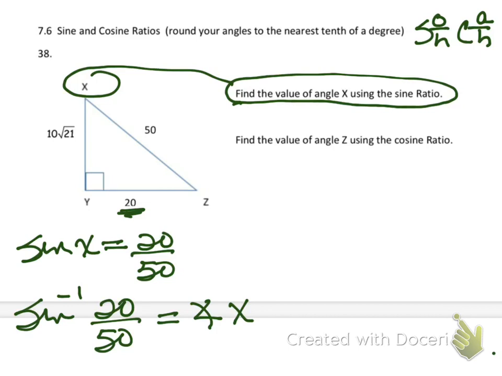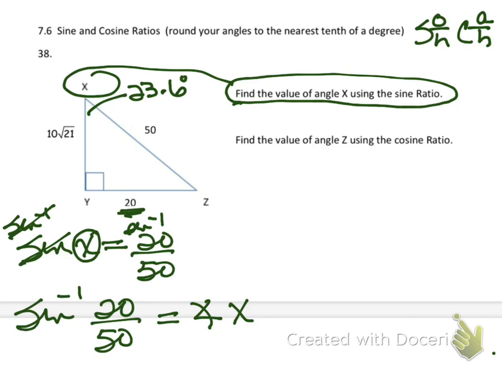Why is that the case? Because I'm taking the sine^-1 of both sides, these words cancel, leaving me with angle x, and then I'm taking the inverse sine of the ratio to get the angle back. So in my graphing calculator I say second sine^-1 of 20 divided by 50, and I get an angle of 23.6 degrees. So angle x, which is this top angle right here, is 23.6 degrees.